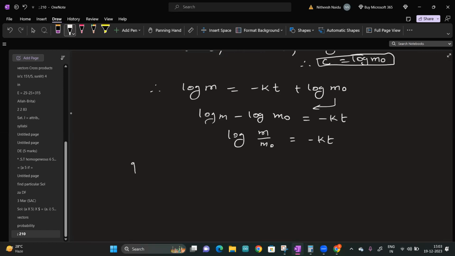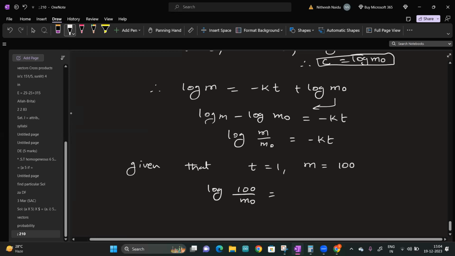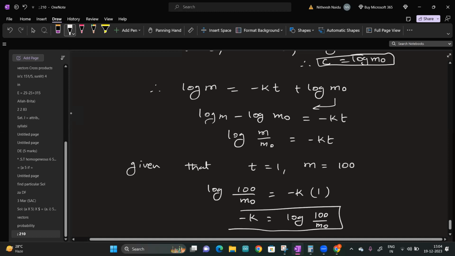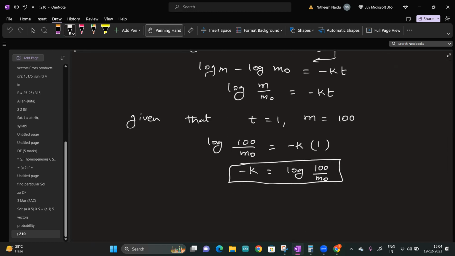t value 1. Write down, given that, t value 1 and m value will be how much? 100 grams left. So now this is log 100 by m naught is minus k into t value 1. Therefore, minus k value will be log of 100 by m naught. So this is the value of k. We don't know the initial mass of the substance.